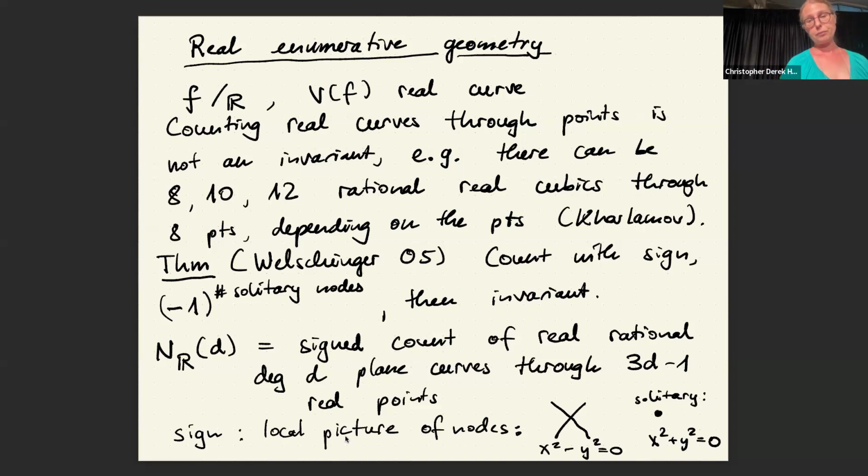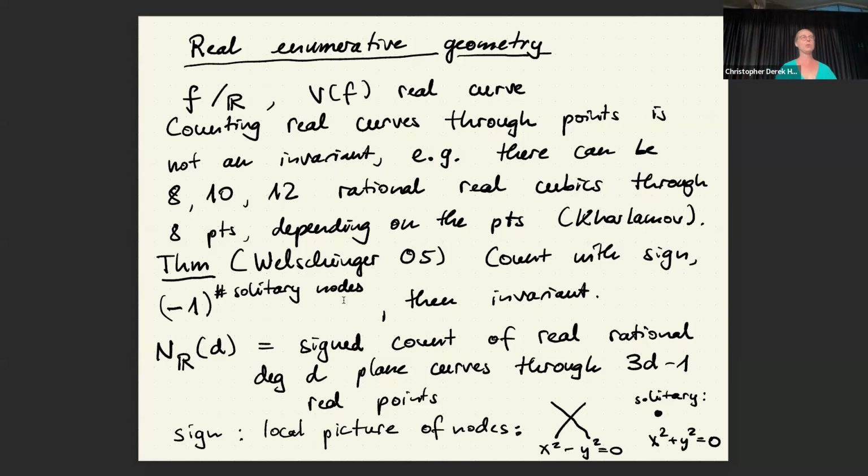And in the real numbers, local pictures of the nodes are either like that, when the local equation is of the form x squared minus y squared equals 0. So it splits into two factors, two real lines that actually cross, yeah? Or you can have a local equation of the form x squared plus y squared equals 0. Then over the reals, of course, it has only that one solution, the point (0,0). Over the complex numbers, there are two complex conjugate lines hidden in the complex world that you don't see if you look at the real picture. So over the reals, this is what we call a solitary node. And we count our curves with the sign (-1) to the number of solitary nodes.